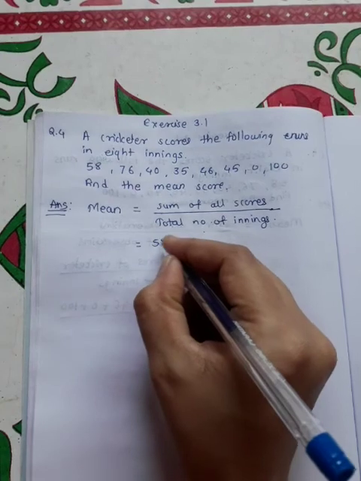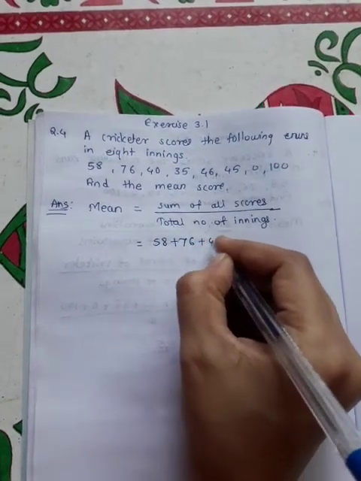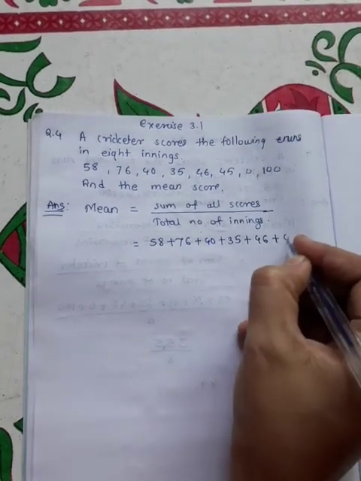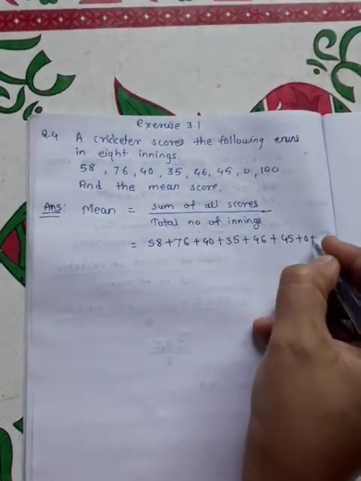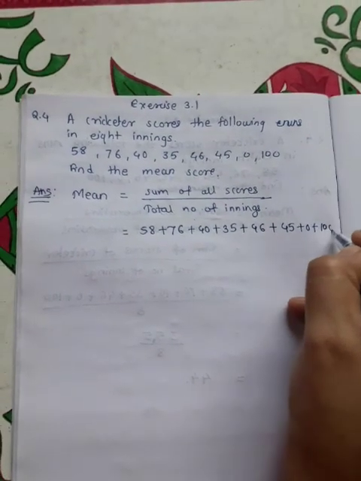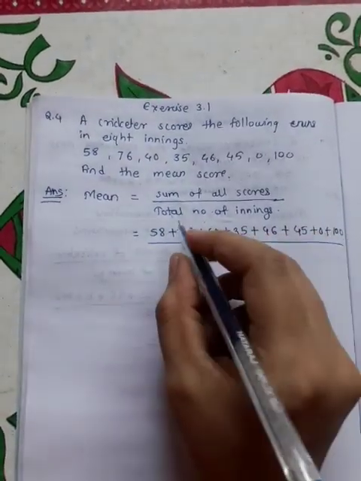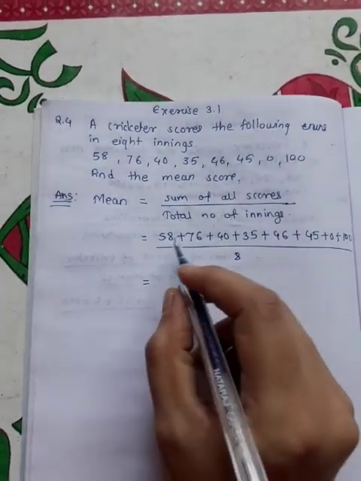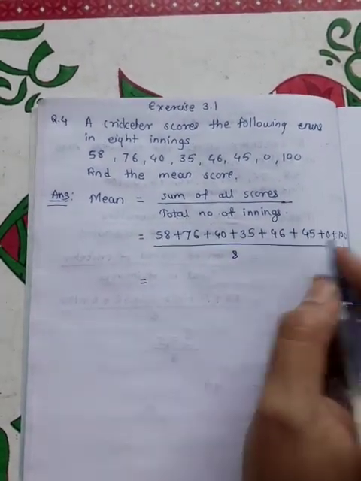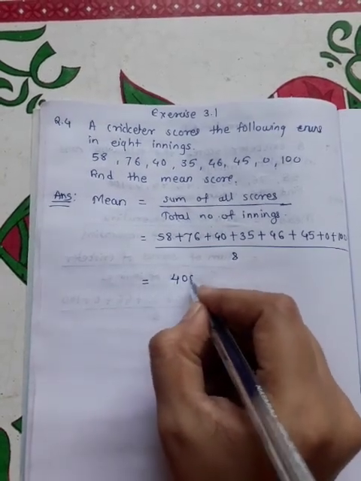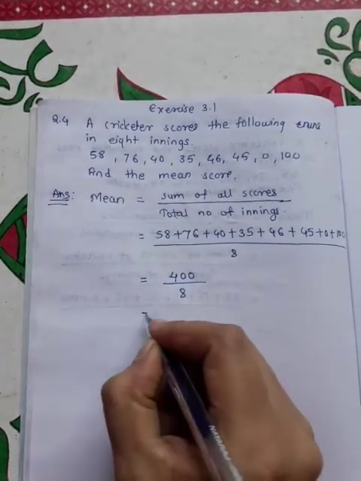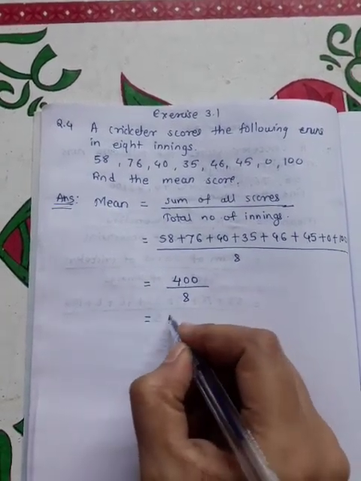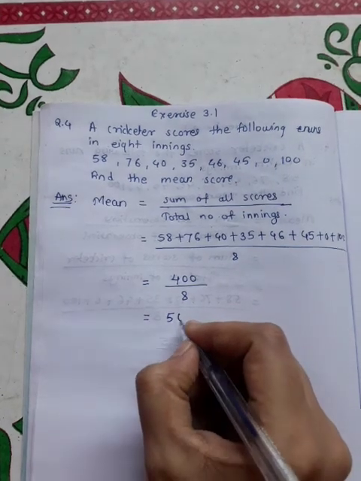Now 58 plus 76 plus 40 plus 35 plus 46 plus 45 plus 0 plus 100, divided by the total number of innings. So total number of innings are 8. Okay, now add these terms, we get 400 divided by 8. Check the summation. Okay, now divide 400 by 8. 8 5s are 40 and 0.